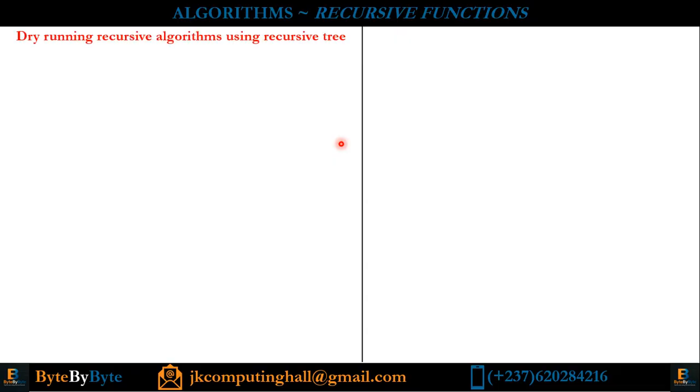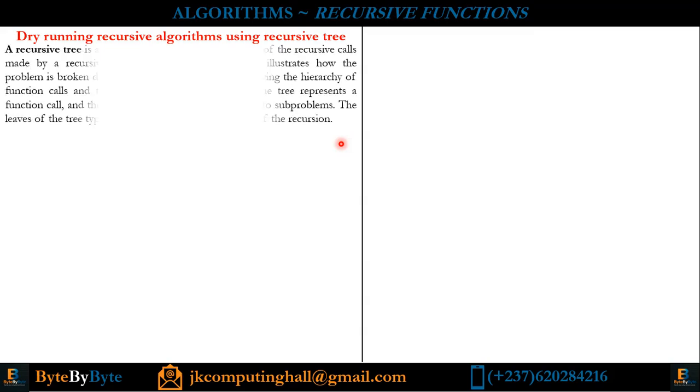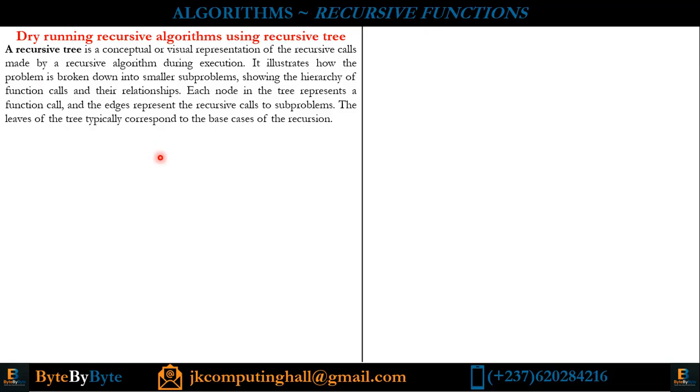Dry running recursive algorithms using a recursive tree. Yes, dear students, the alternative method of dry running a recursive algorithm is by using a recursive tree. A recursive tree is a conceptual or visual representation of the recursive calls made by a recursive algorithm during execution. It illustrates how the problem is broken down into smaller subproblems, showing the hierarchy of function calls and their relationships. Each node in the tree represents a function call and the edges represent the recursive calls to subproblems. The leaves of the tree typically correspond to the base cases of the recursion.